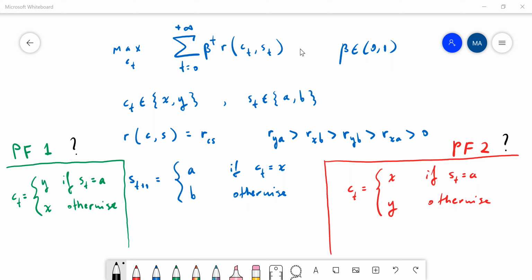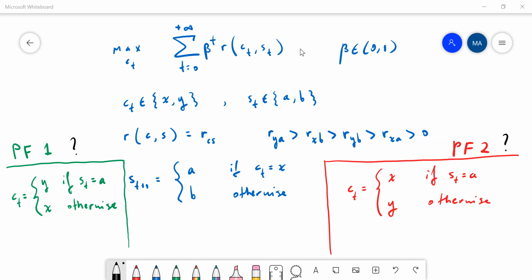Then there's, of course, a transition equation. And here, for simplicity, the transition equation depends only on your control. So if at period T you choose X, your state is equal to A in the next period. If at T you choose Y, the otherwise condition here, your state is equal to B in the next period.